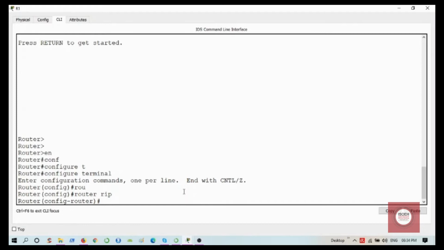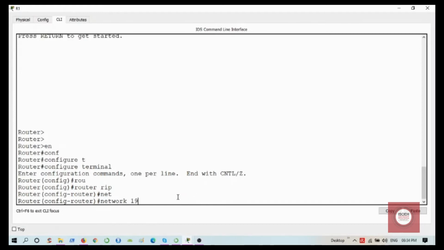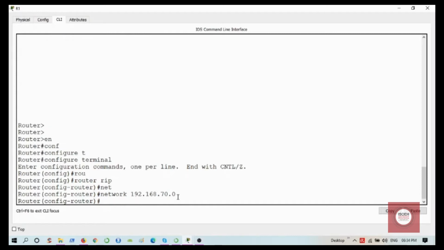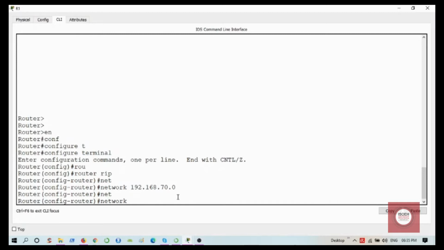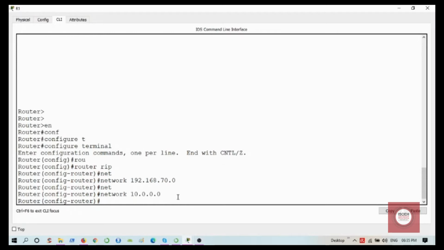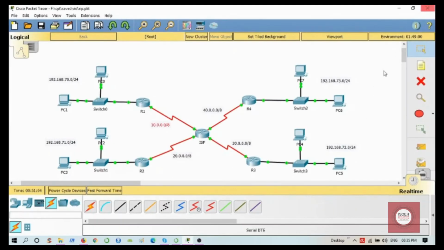So network 192.168.70.0, and I don't need to provide anything else like net mask or anything else. So just press enter, then network 10.0.0.0 and press enter, and we are done with this router.